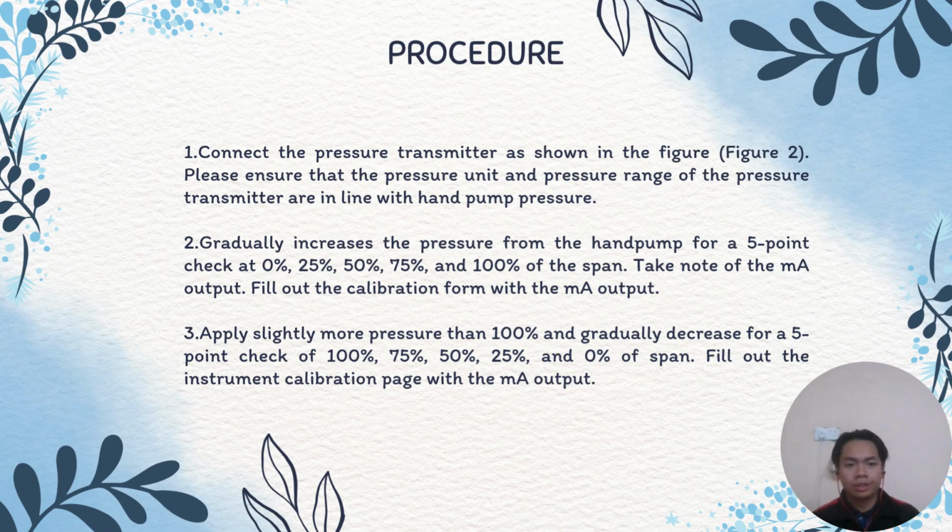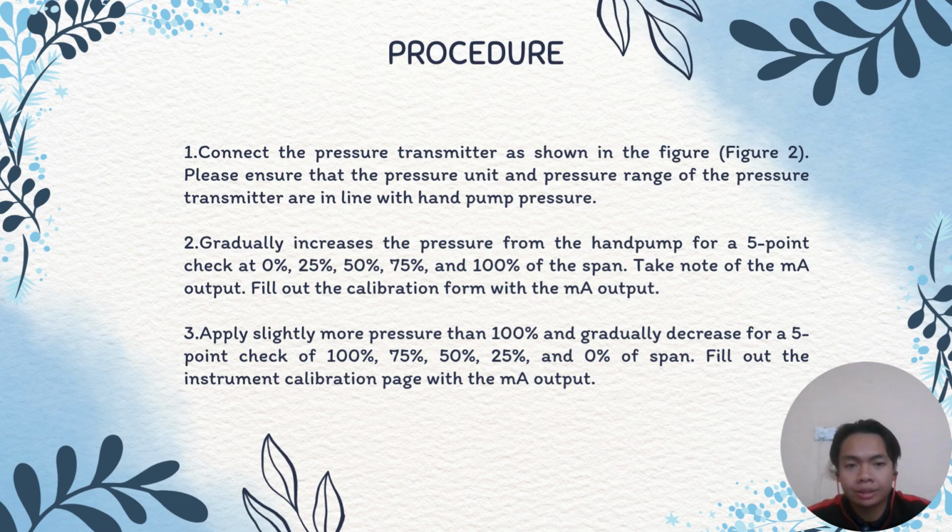Okay, this is the procedure. Firstly, we connect the pressure transmitter as shown in the figure. So please ensure that the pressure unit and pressure range of the pressure transmitter are in line with the hand pump pressure. Second, gradually increases the pressure from the hand pump for a 5 point check at 0, 25, 50, 75, and 100 of the span.